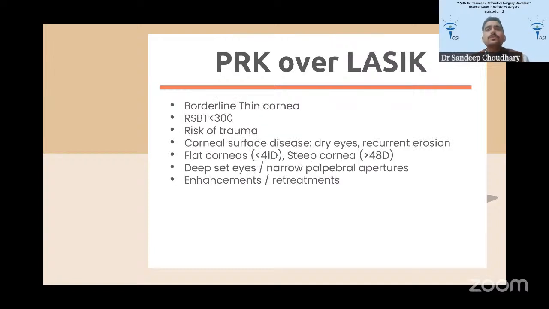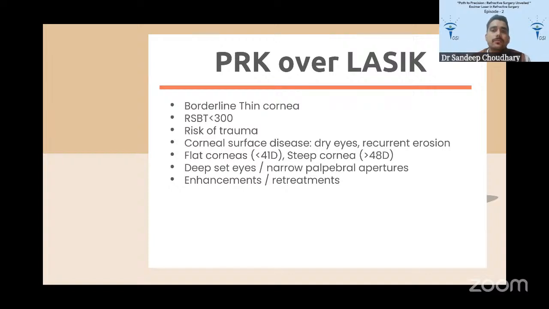So what are the situations where we prefer PRK over LASIK? PRK is the procedure of choice whenever there is a borderline thin cornea where we are expecting a residual bed of less than 300 microns, or because of the profession or contact sports, or there is any corneal surface disease, or the cornea is excessively flat or steep, which can result in a free flap or a buttonholing of the cornea during flap formation if we proceed with LASIK.